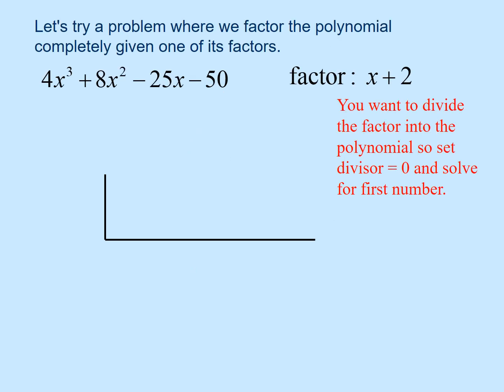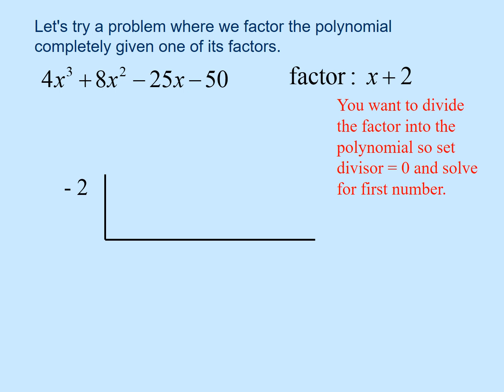Another problem where we factor the polynomial completely given one of its factors. So you have here 4x cubed plus 8x squared minus 25x minus 50. So remember, we have to equate the divisor, which is x plus 2, with 0. So x plus 2 equals 0. So that's going to be negative 2.